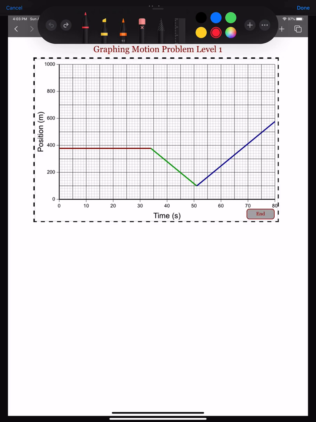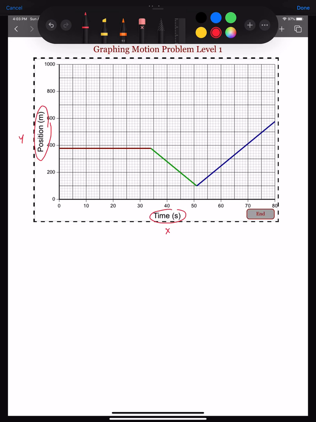This is the solution for graphing motion problem level 1. We need to determine the speed based off of this position on the y-axis, so we'll call this the y, versus time on the x-axis. Okay? So it breaks it up by sections of color. And so let's start off with the very first one.